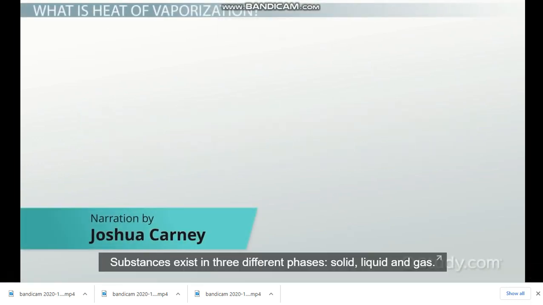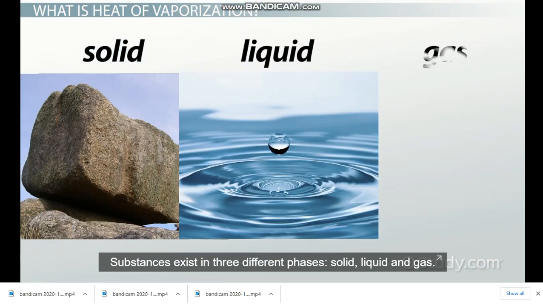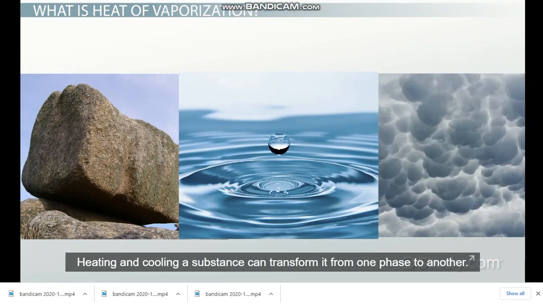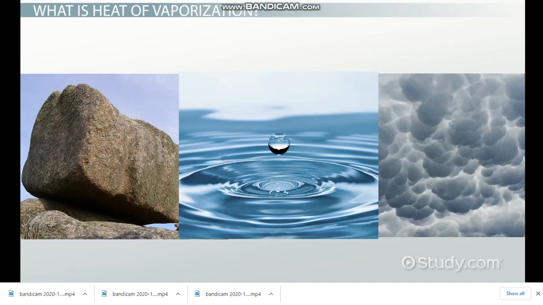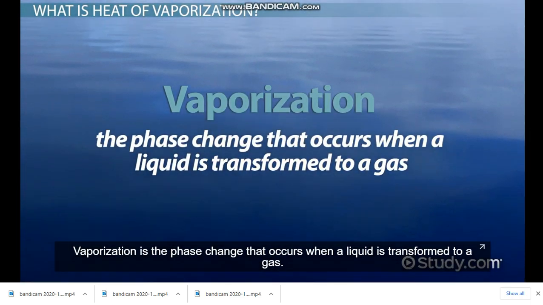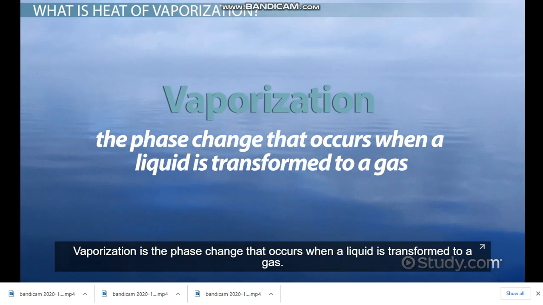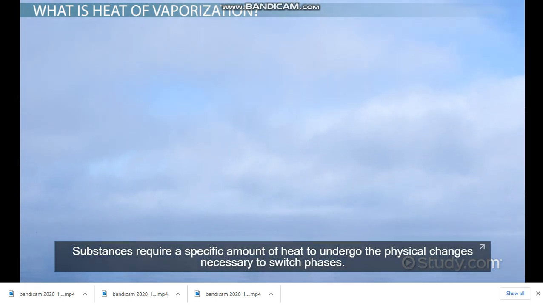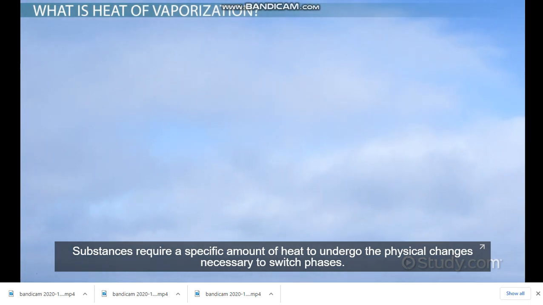Substances exist in three different phases: solid, liquid, and gas. Heating and cooling a substance can transform it from one phase to another. Vaporization is the phase change that occurs when a liquid is transformed to a gas. Substances require a specific amount of heat to undergo the physical changes necessary to switch phases.